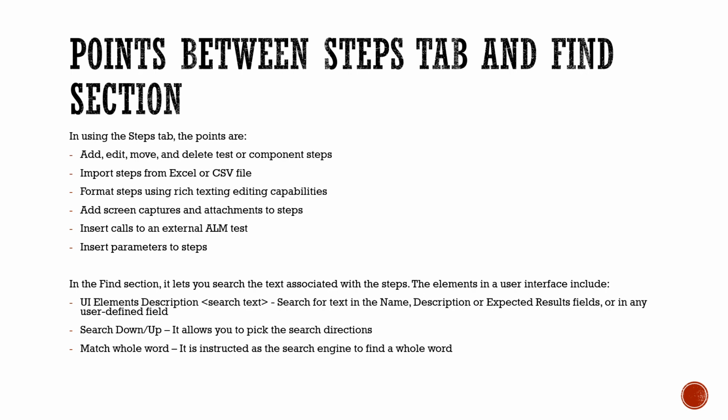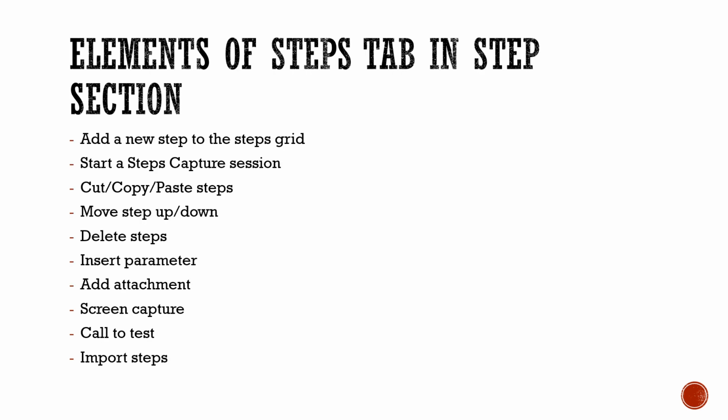search the text associated with the steps. The elements in the user interface include UI elements, description, and search text. Search for text in the name, description, or expected results fields, or in any user-defined field. Search down/up allows you to pick the search direction. Match whole word instructs the search engine to find the whole word.